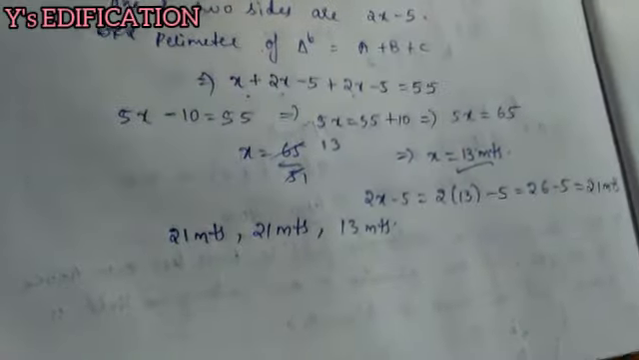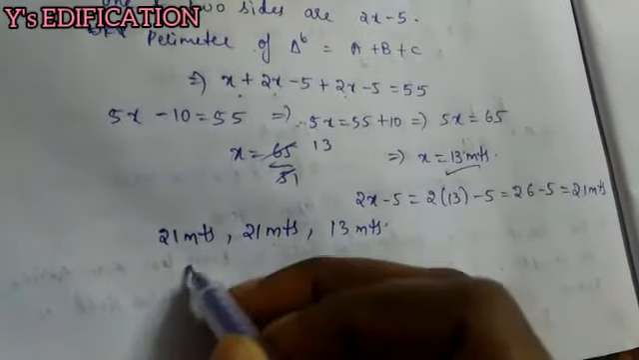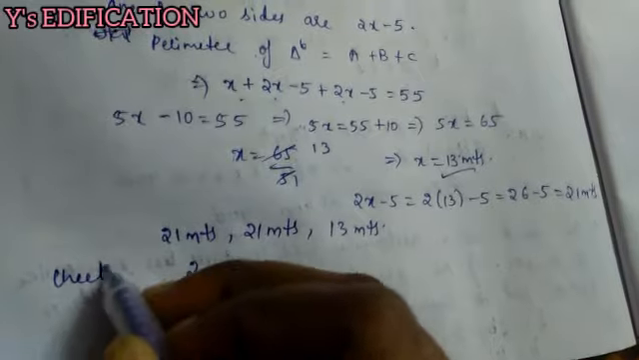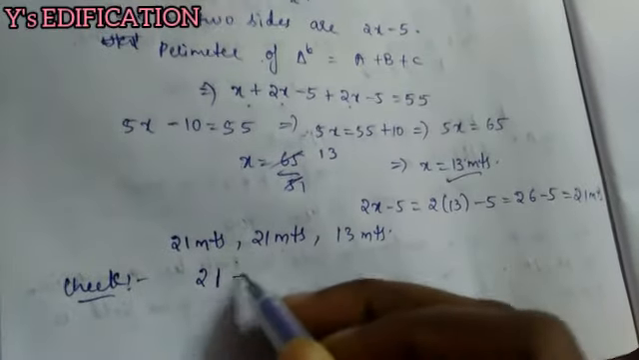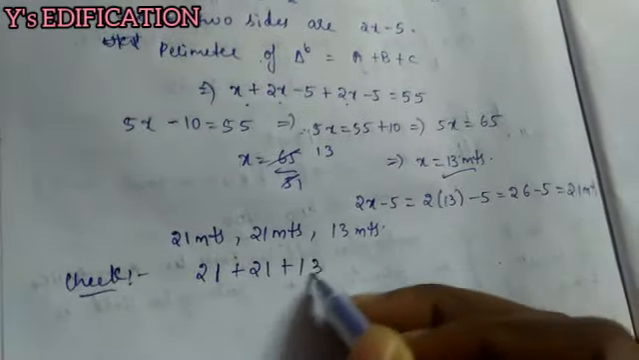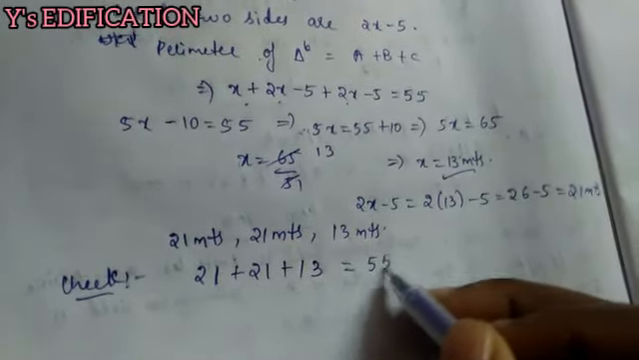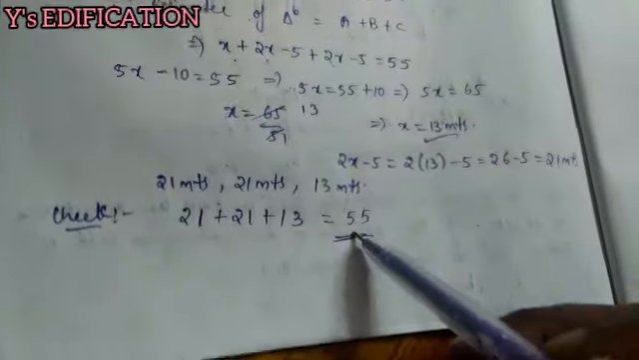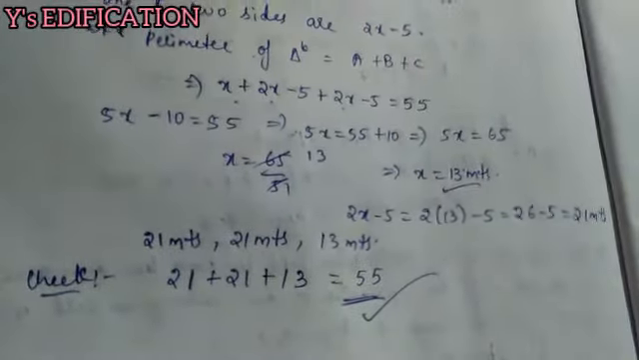Got it? For the check, if we add all these three numbers, 21 plus 21 plus 13, what will we get? 55. So this is the perimeter of the triangle they gave. So we got 55, so our answer is correct.